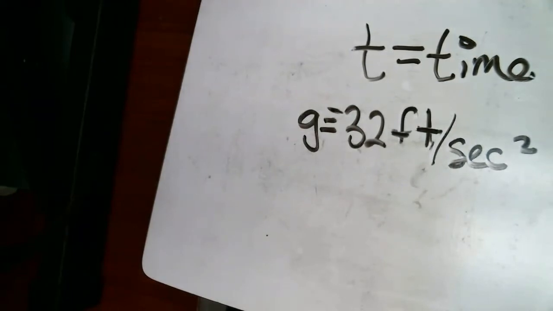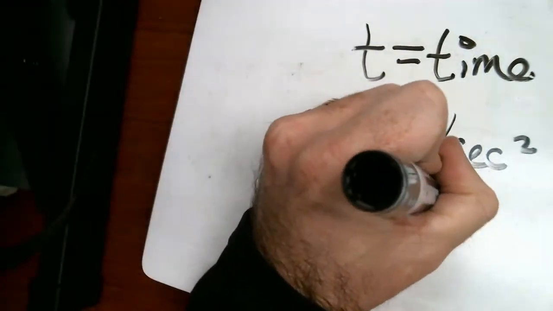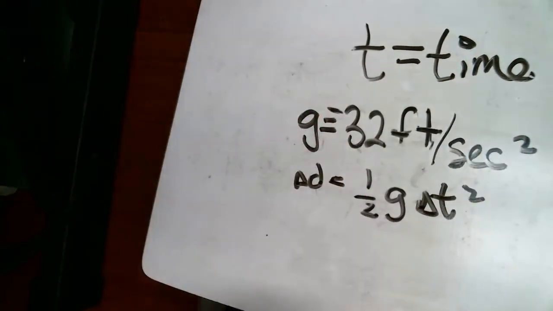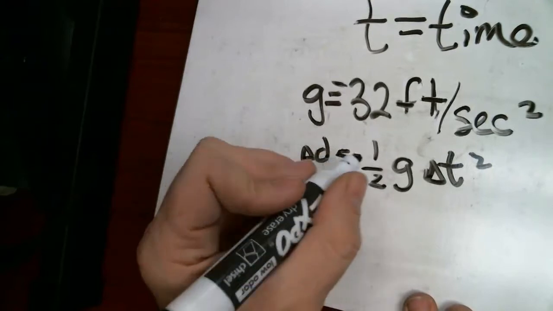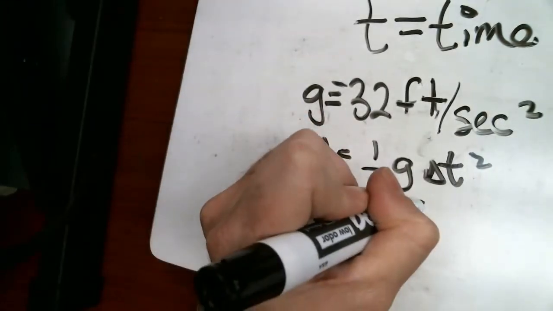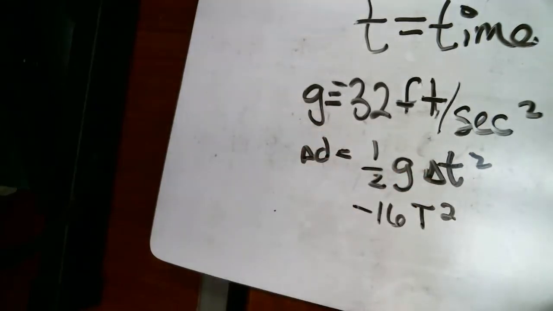So 1/2 gravity delta t squared, that equation for giving us the change in distance: g is negative 32, so 1/2 times negative 32 is negative 16, and then we get our time squared. So that's where that equation comes from.